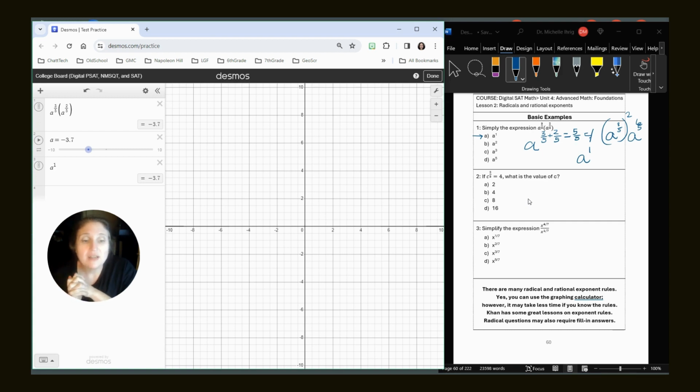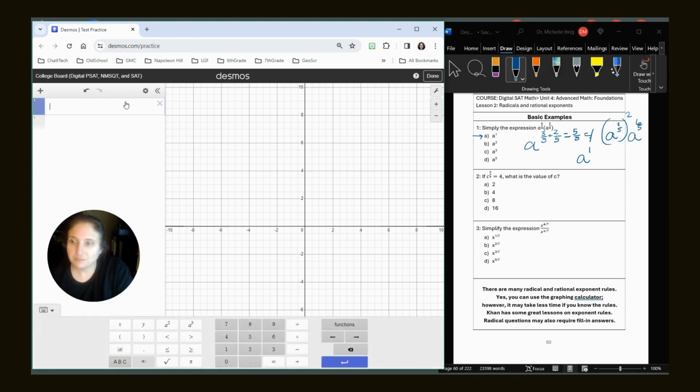If C to the 2/3 equals 4, what is the value of C? This is another great example of the slider tool. Now, what they want you to do is they want you to do reverse stuff and go cray-cray. Nope, we're using the slider tool. I'm going to put C, and then I'll show you what I mean by use this little button right here. And then we'll put 2 divided by 3 as the exponent.